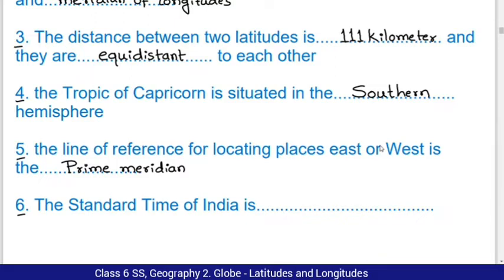Sixth one, the standard time of India is 5 hours 30 minutes ahead of GMT.